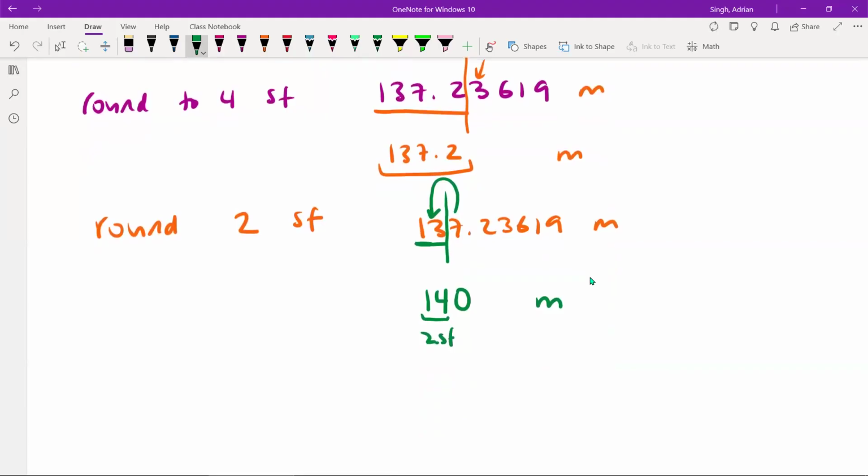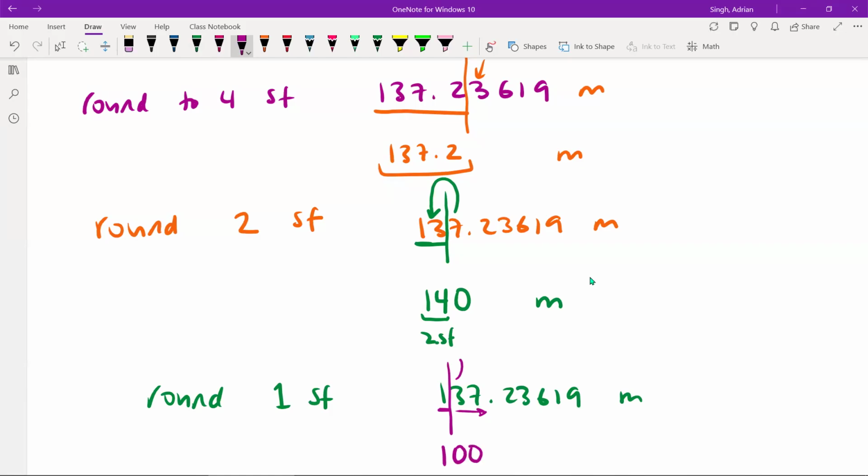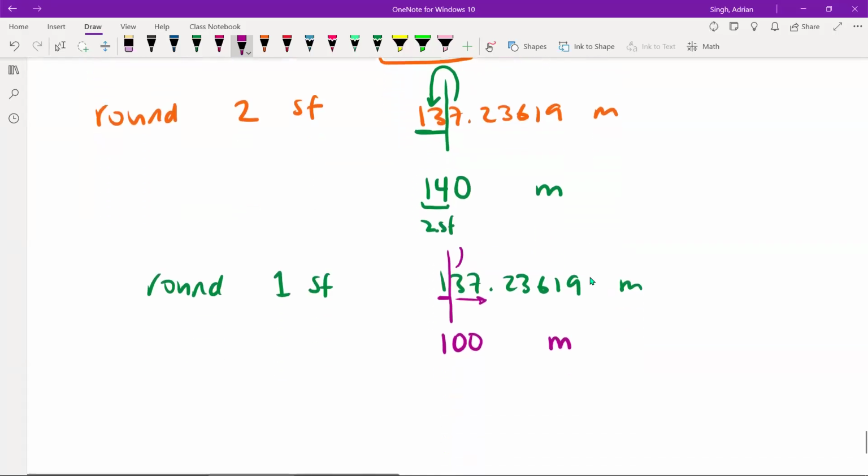Okay. Similarly, if I take that same number and I want to round it to 1 sig fig, now I have 137.23619 meters. Start at the left. The 1 there is my first sig fig. Draw my line. The next digit, the 3, is less than 5, so I'm not going to do anything to the 1. I'm going to keep the 1 as it is, and I'm going to replace the remaining digits up until the decimal point with zeros. Then I can drop all the other digits after the decimal point, and meters is my final unit.